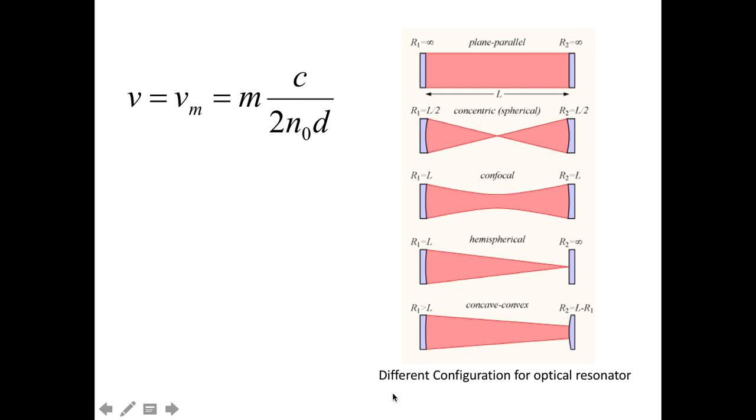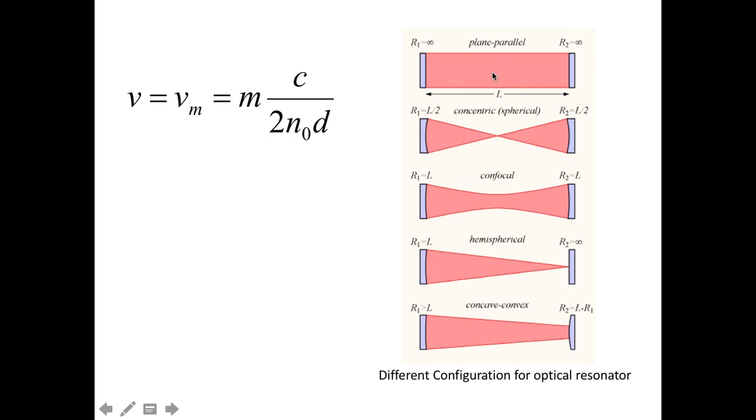In the next part we will learn the different configurations of the optical resonator, and how they can be useful to generate the laser.